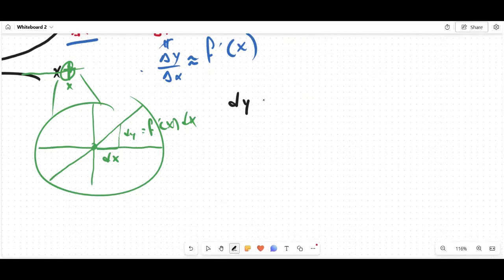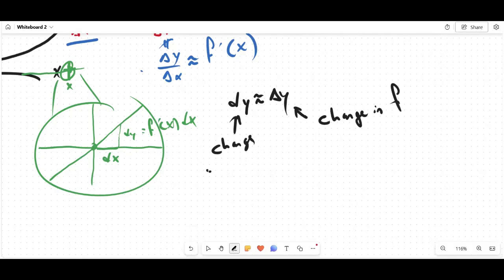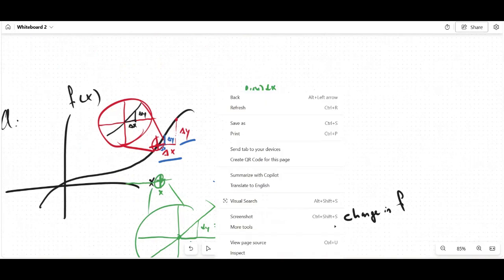Well, basically they write this: dy is roughly equal to delta y. So the change in the function and the change in the linear approximation. If you know the linear approximation, you can also easily figure out the change in the linear approximation. This is why I say it's almost the exact same idea.